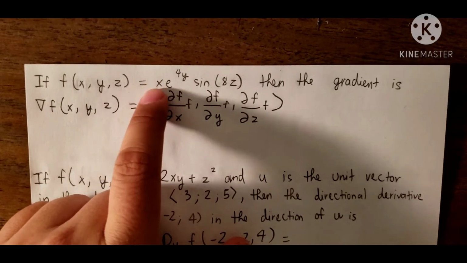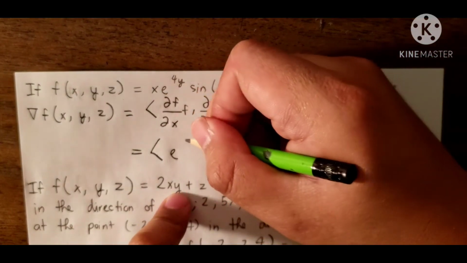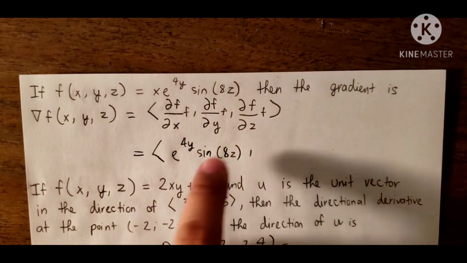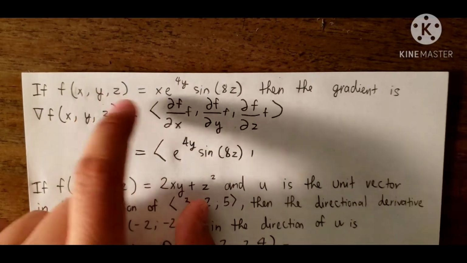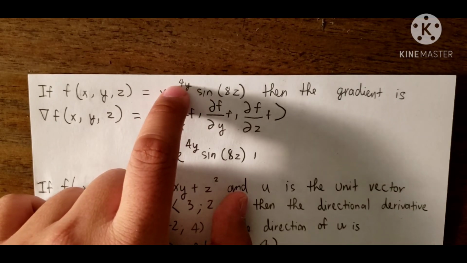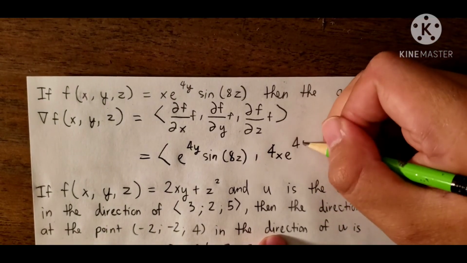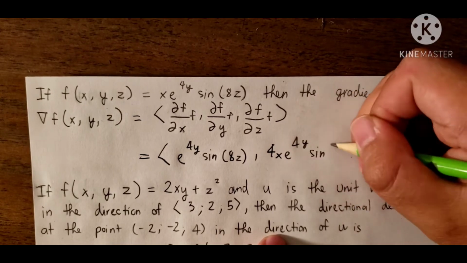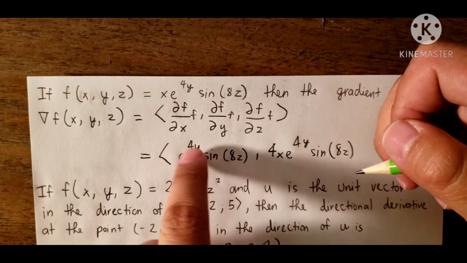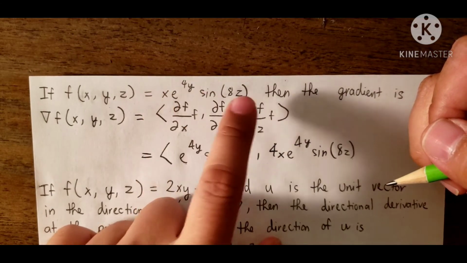So x now becomes the variable, so this one becomes e^(4y) sin(az). The first derivative of the function with respect to y: y becomes the variable, so e^(4y) becomes 4x e^(4y) sin(az). Everything with y and z in it, x and z, will become numbers.